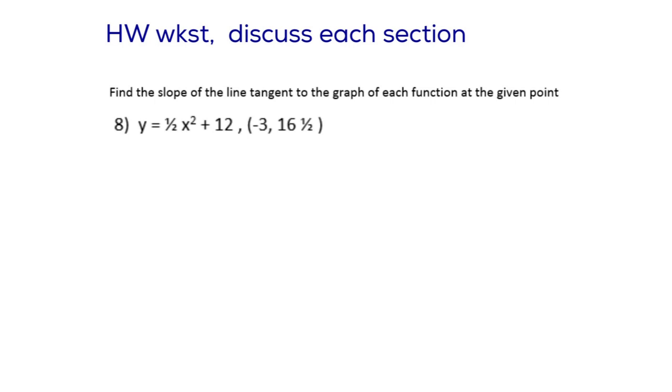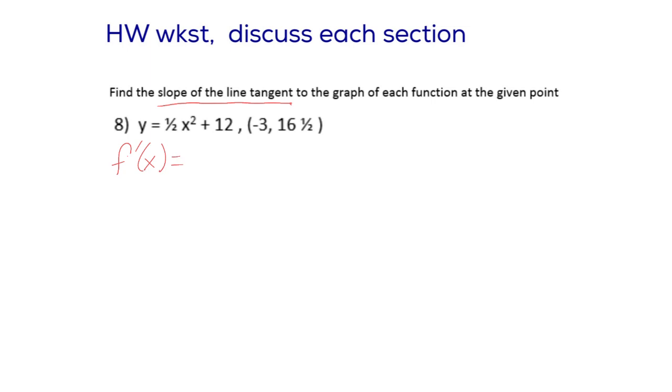All right, so it says find the slope of the tangent line. Remember what that means. The slope of the tangent line is really just the derivative. I have to find the derivative at a particular spot. Okay, so the first thing I'm going to do is find the derivative using my power rule.